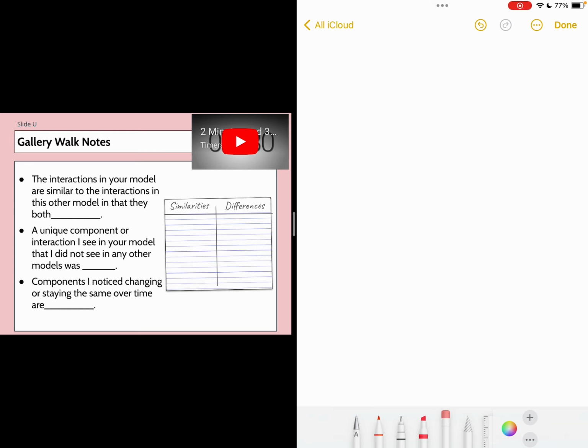If you have trouble answering the components changing or staying the same over the time, please talk to your teacher. We are more than glad to go over those with you. It is a bit hard to see in some of the models, and we don't want to have you lost in our conversations.